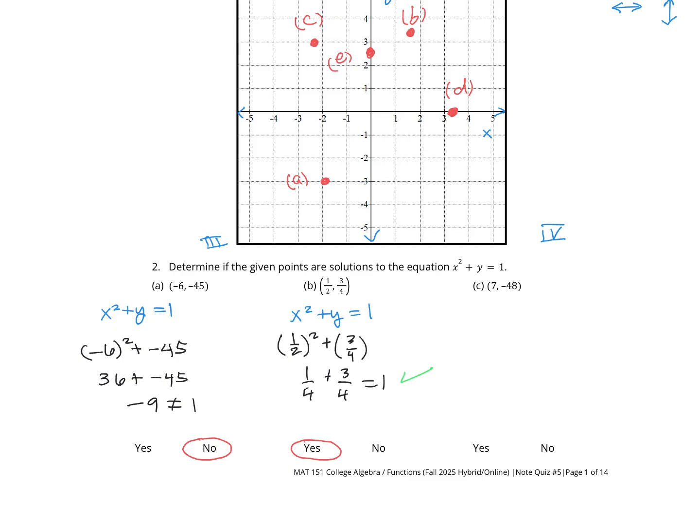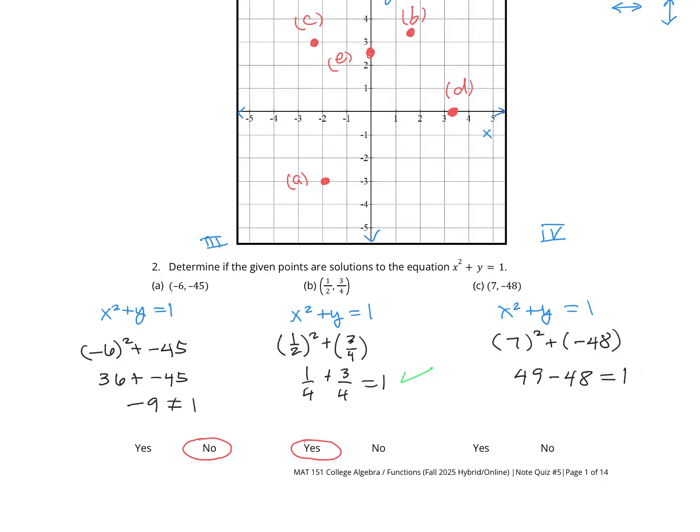For the last one, again, same equation, x squared plus y equals 1. The x squared is going to be the number 7 squared plus the number -48. 7 squared is 49, minus 48 does make 1.